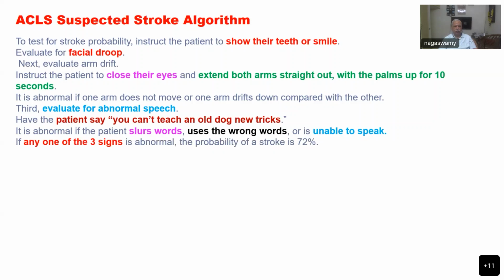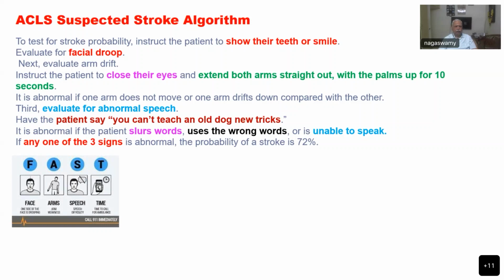If any one of the three signs is abnormal, the probability of stroke is 72%. So this is the basic thing that we have to first evaluate. Anybody in the family should also be able to do this. There is a lot of public awareness going on to teach everyone in the family, especially elderly people, non-hypertensive, who can suddenly develop this problem at odd hours. The family members themselves should be able to do this test and evaluate whether there is a possibility of stroke or not.